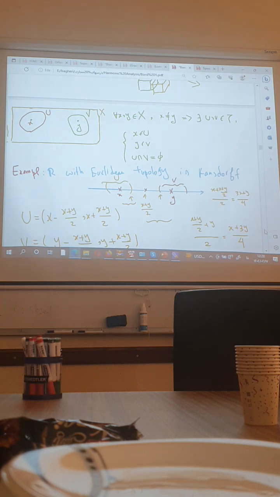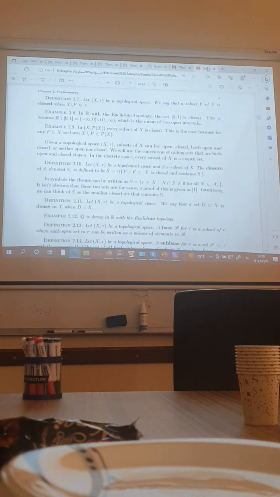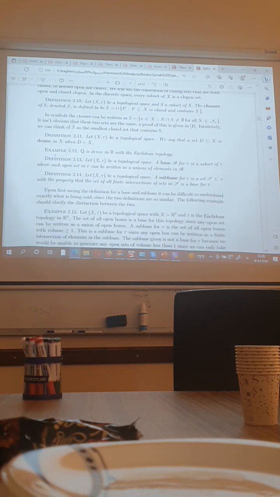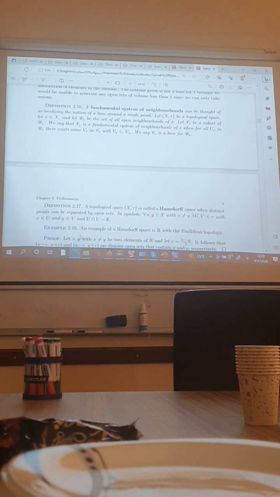This is the definition of Hausdorff. Your base is in this book, okay? Definition of base, definition of sub-base, okay? And another definition: definition of Hausdorff space.